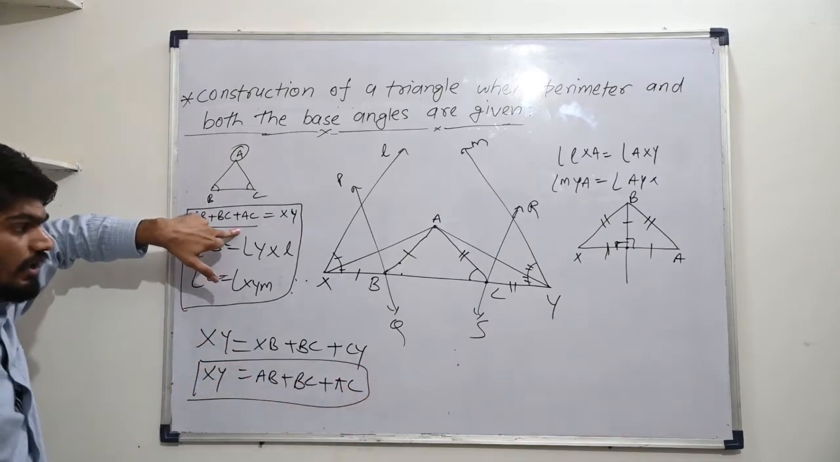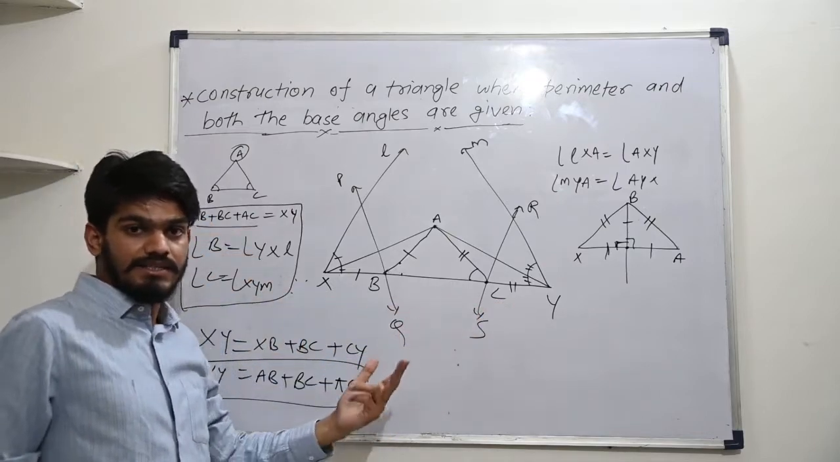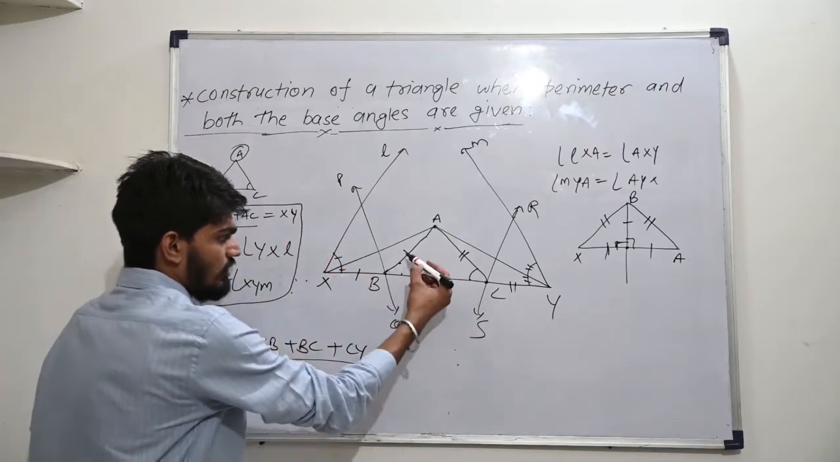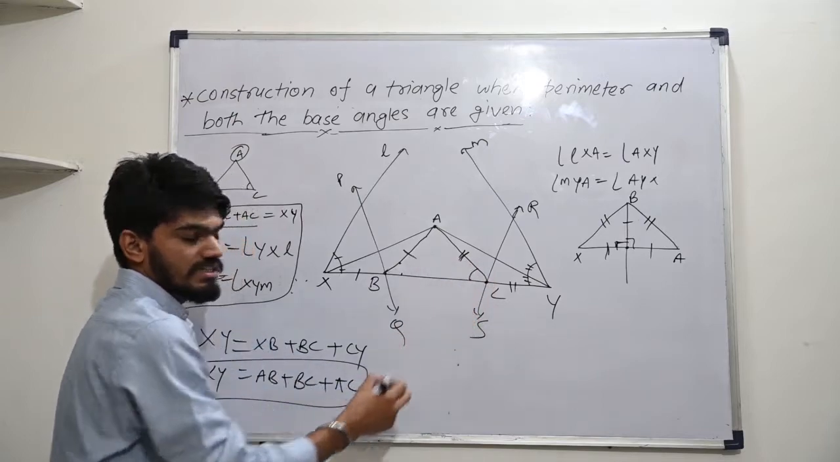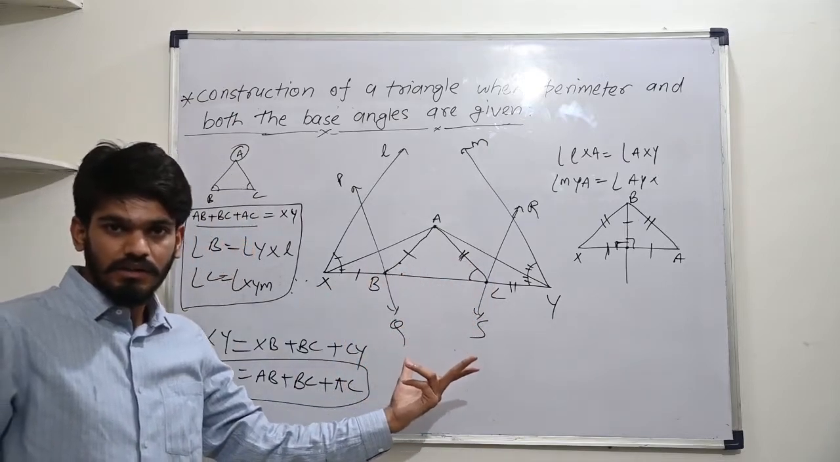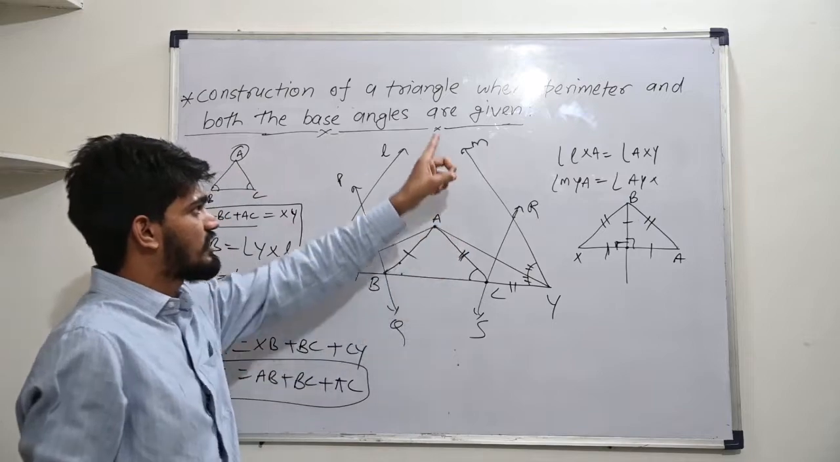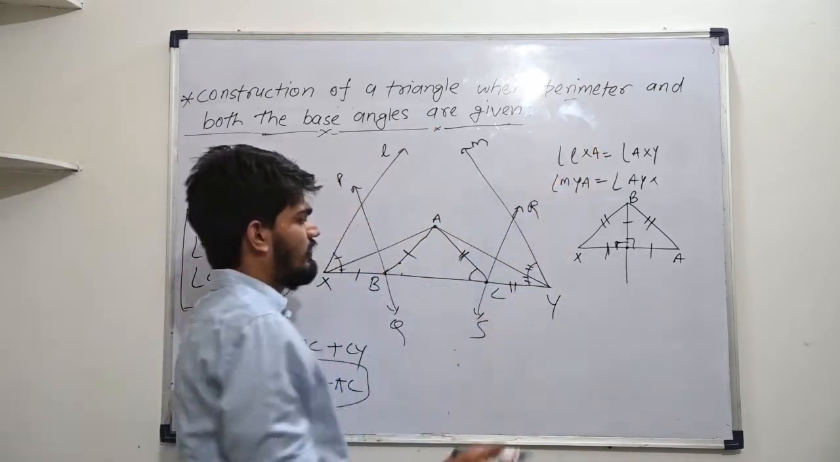See, in the starting I had taken this XY as the perimeter, and now the sum of these 3 sides is equal to XY only, which is given as the perimeter. So the first condition has been proved. With the perimeter we have checked it out.